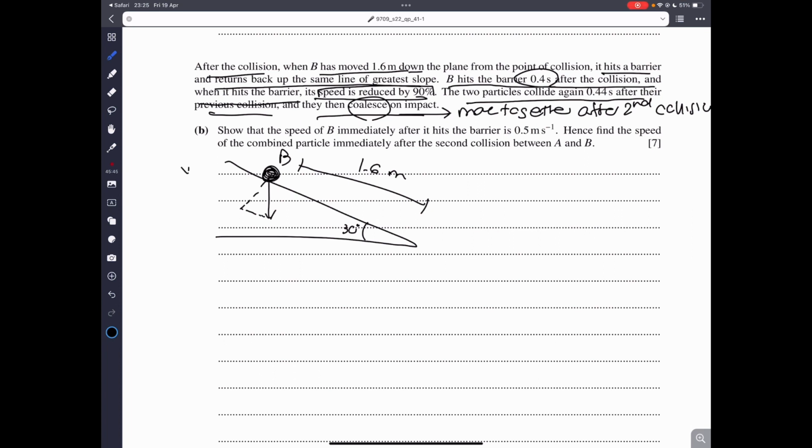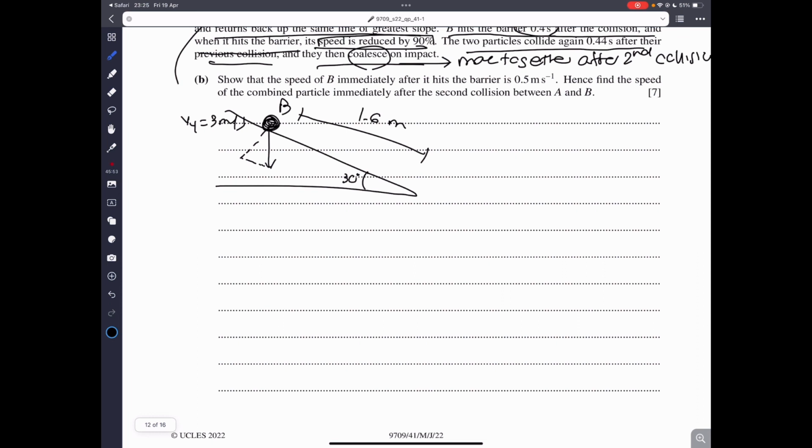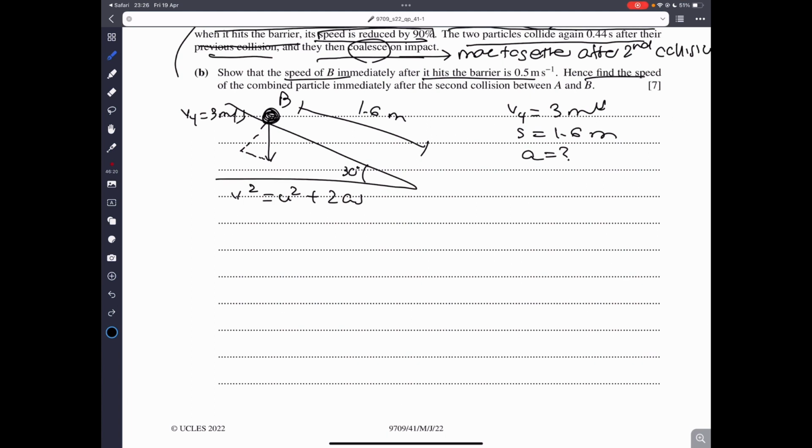We know that V4 after the collision is 3 meters per second. We found it here. So we must also use the data from above. We know that this distance is 1.6 meters. We don't know the acceleration yet. So according to this, we have to use v squared equals u squared plus 2as. What is it going to show? The speed immediately after it hits the barrier, and hence, the speed of the combined particle. Okay, so there are two questions they're asking. So we have to find the acceleration first.